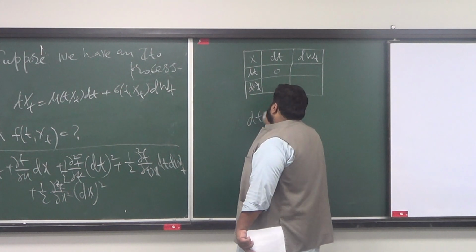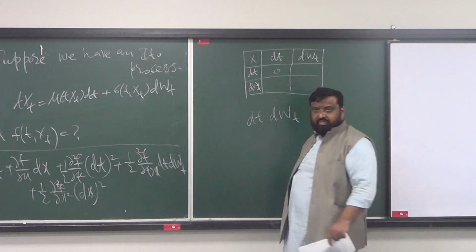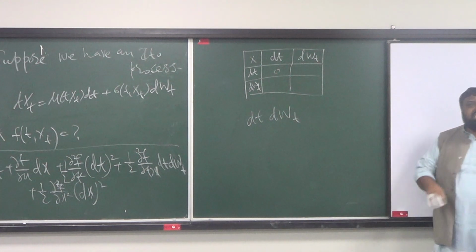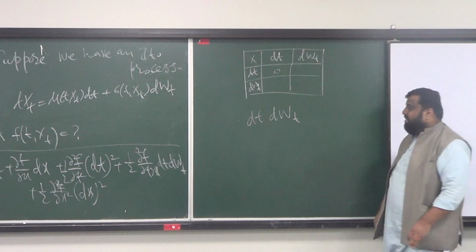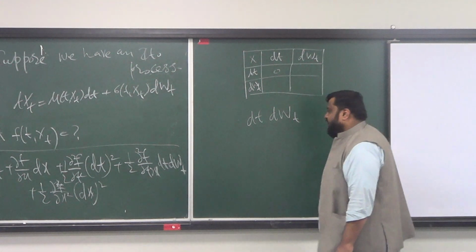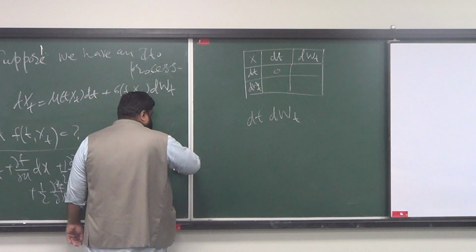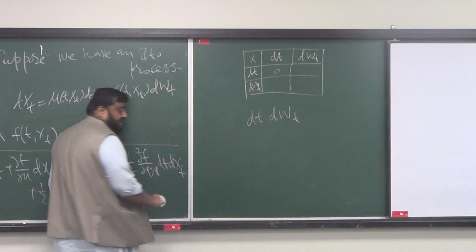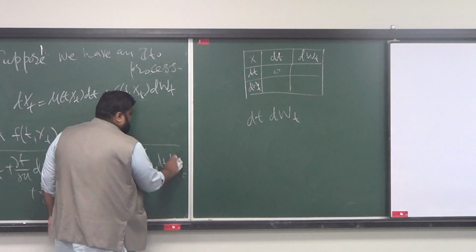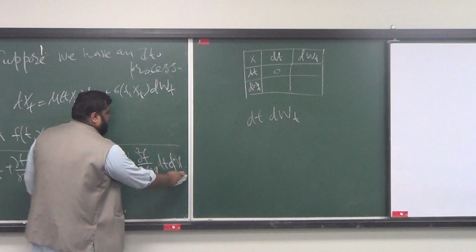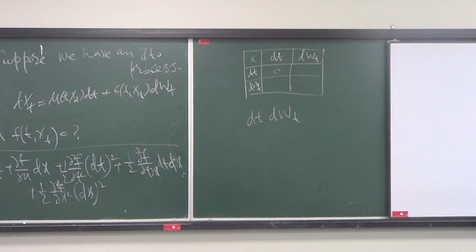What will be the order of dt dW_t? Here is an explicit meaning of it. I think I shouldn't write dW_t but dX here; take simply dX, not dW_t. So now let's think about dt dW_t.